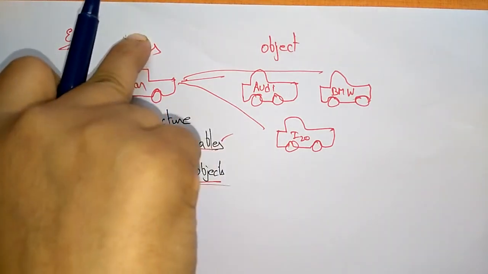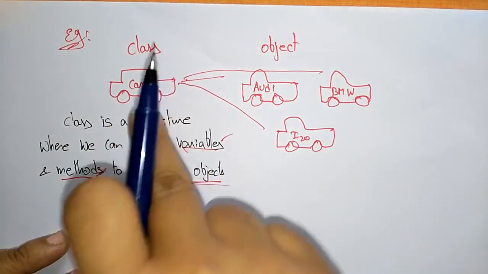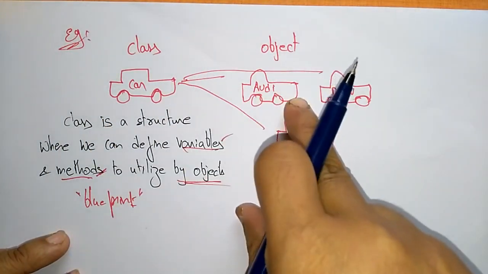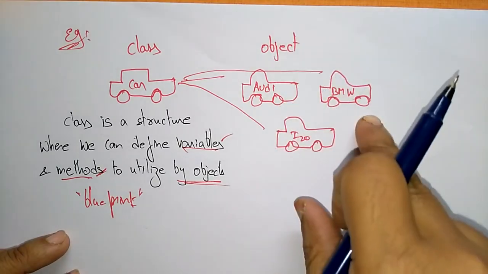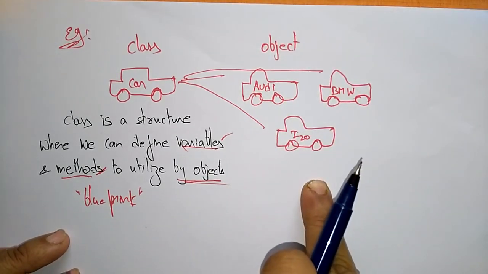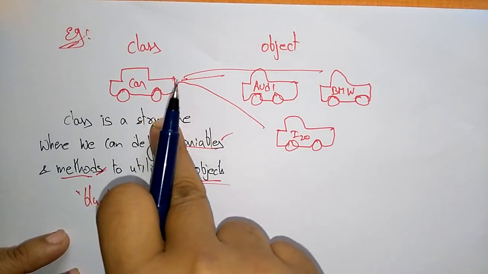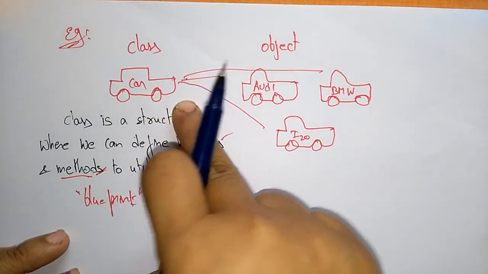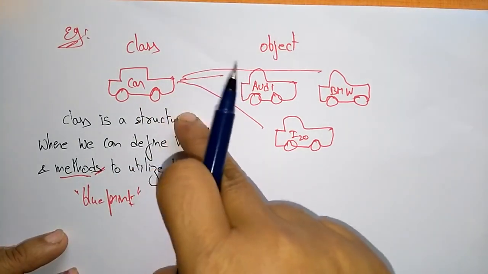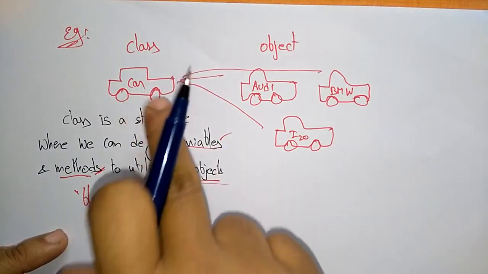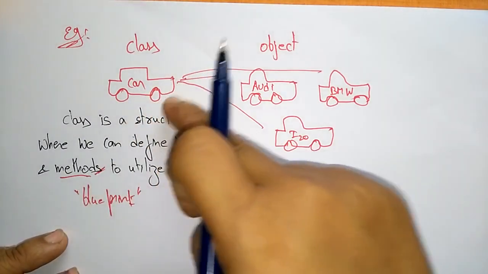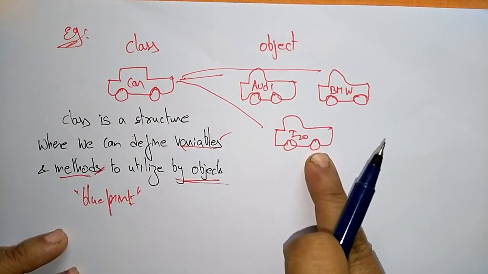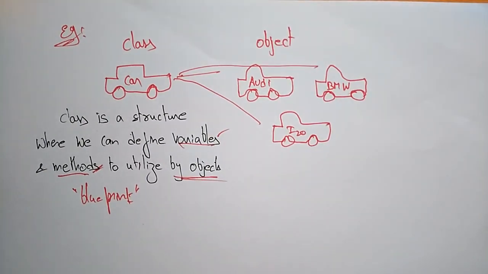So this is a car, class car. So the car may be any of the type. It's maybe the Audi or the BMW or i20. Okay, so this car class is a structure where we can define the variables and methods. These variables and methods will be utilized by these objects. Okay, so that is one of the examples.